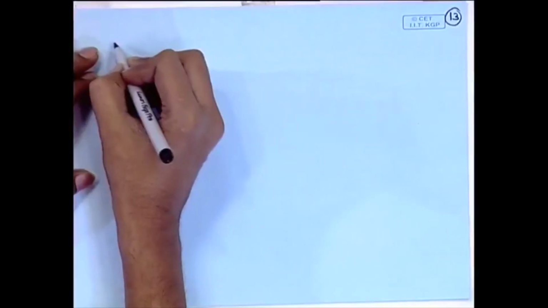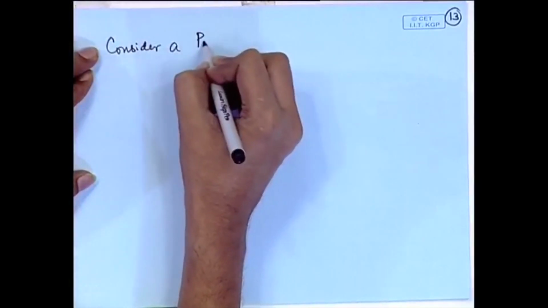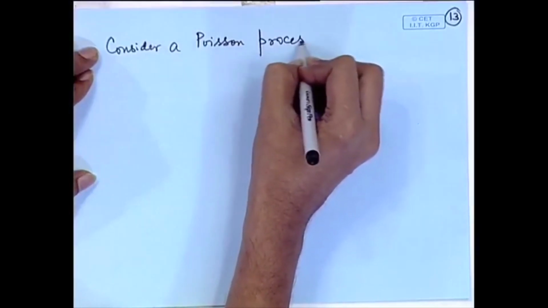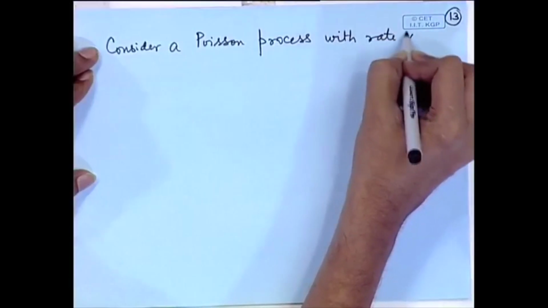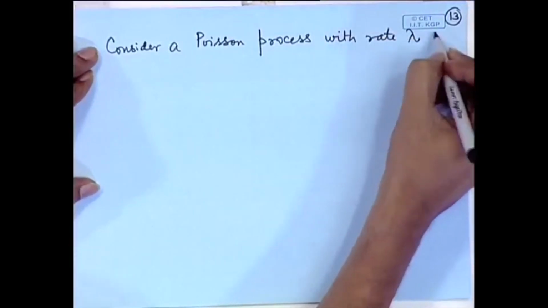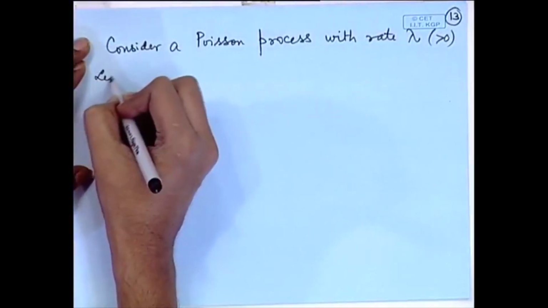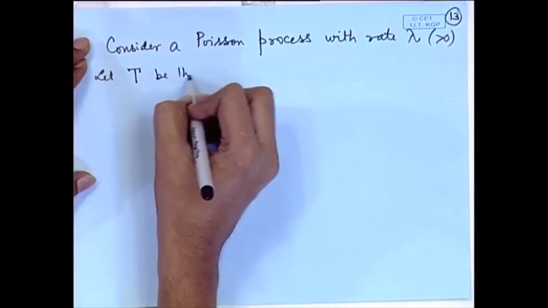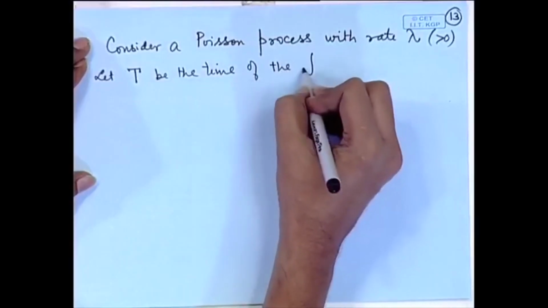Let us consider a Poisson process. Consider a Poisson process with rate lambda. Of course, lambda is greater than 0. Let us denote by, say, T the time of the first occurrence.